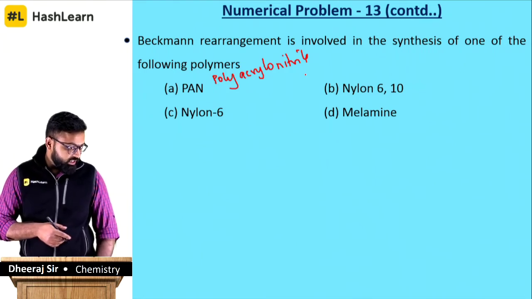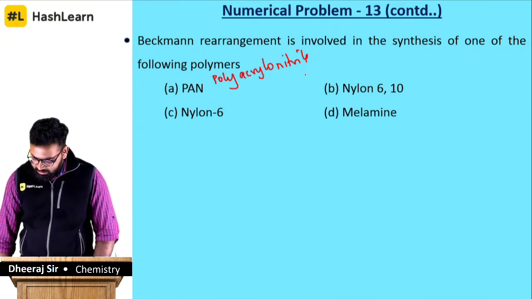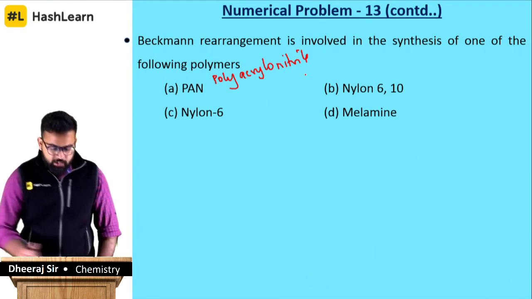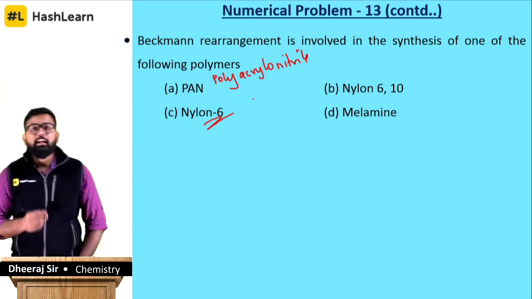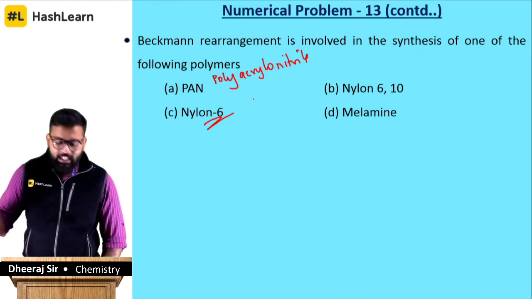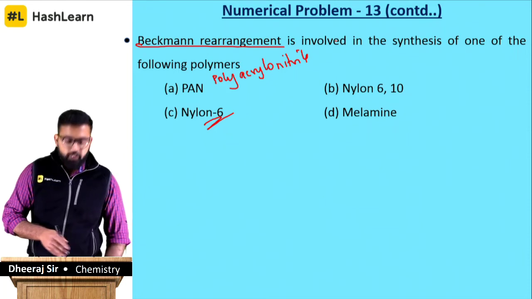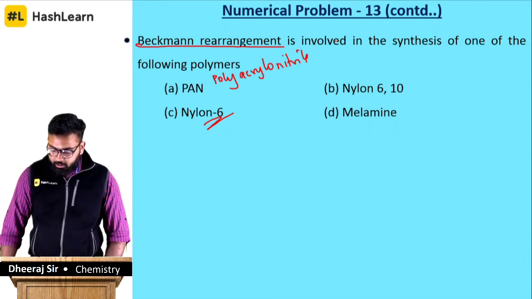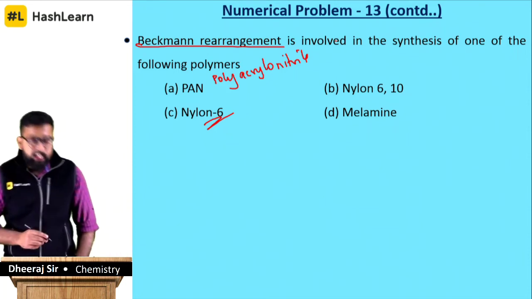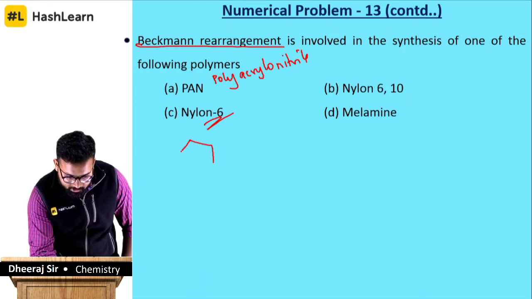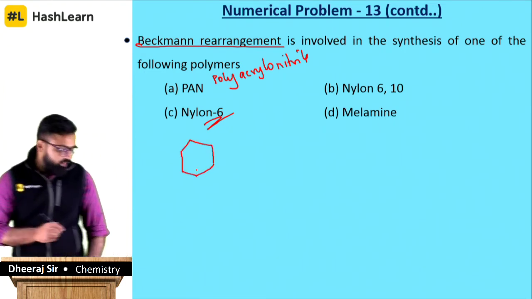So Sajid says it's C, Yogesh says it's C. Yes guys, it is indeed C because I gave you the details of the reaction. Nylon 6 is formed from caprolactam, and caprolactam is indirectly formed by Beckmann's rearrangement. Like I said, I'll give you the entire overview. Try to understand this. So we start with cyclohexane. So Sakshi also gave us the right answer.